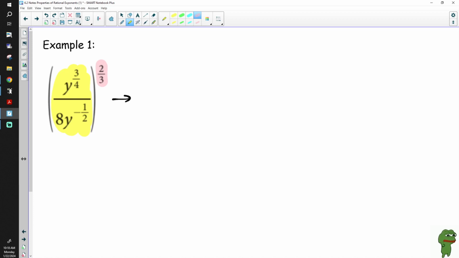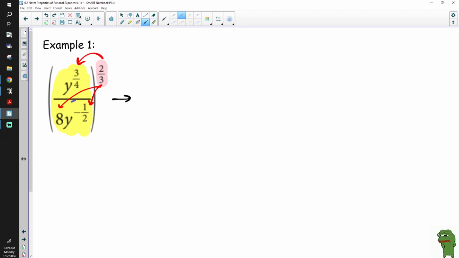We just did it. You literally just did it with a lot. What do you do? Everything, yes. Everything gets the power. It's like distributing. So if I look at the top, we got to give y to the 3/4 a 2/3. On the bottom, I have to give everything 2/3. I have to give it to the 8, and I have to give it to the y. See how I'm giving it to everything? Spread the love. Everything gets it. That is one of the rules, is give it to everything.